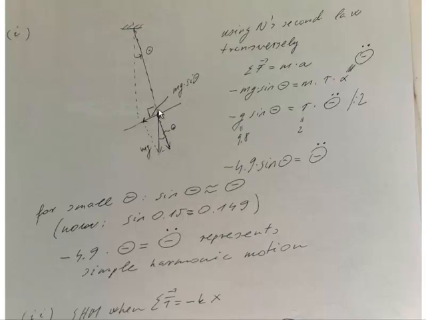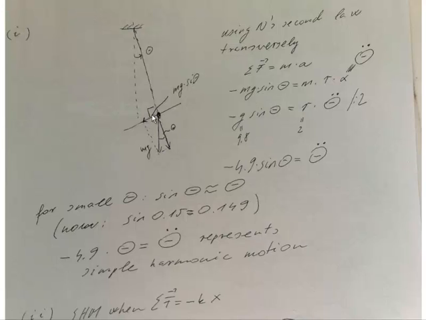Here is the particle, theta, and here is the gravitational force. This is theta too. This side and this side are equal. It's opposite, so it's m times g times sine theta, and we use Newton's second law transversely.